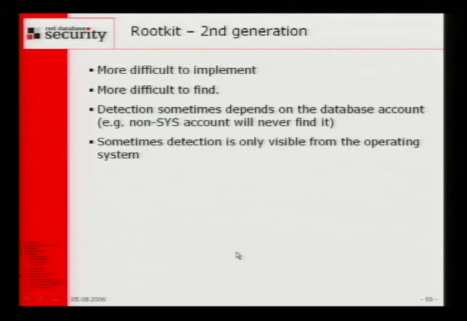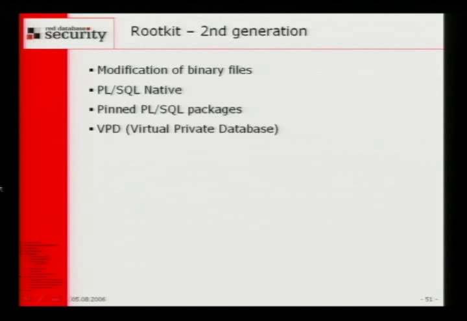This was all stuff, and if you are using checksums, it's easy to find. So checksum all objects, and if there are modifications, then you should have a deeper look in the modified objects. But my goal was to have a rootkit without modification in the data dictionary, because then you cannot use checksums to find this stuff. And I found several possibilities how to implement this.